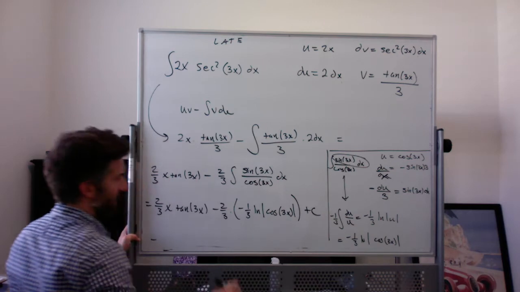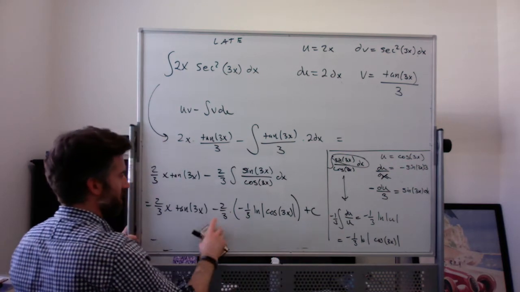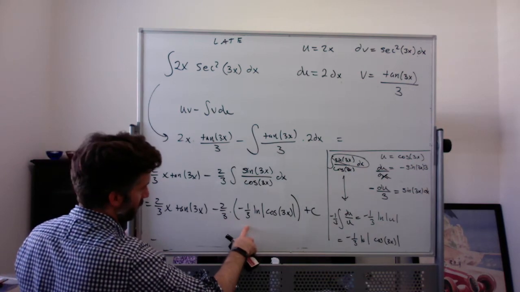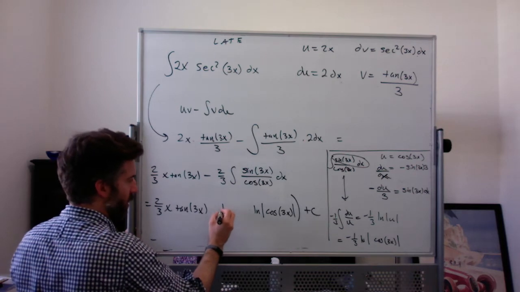Let's see. And then I would distribute the negative 2, I would multiply this and I'd get positive 2/9. So let's actually just do that real quick. So negative 2/3 times positive 1/3 is 2/9. Sorry, negative 2/3 times negative 1/3 is positive 2/9.